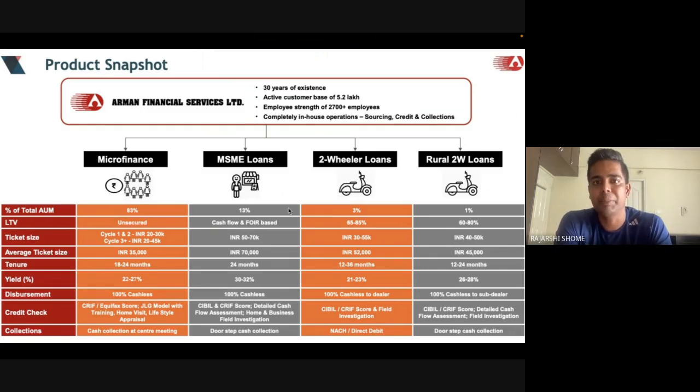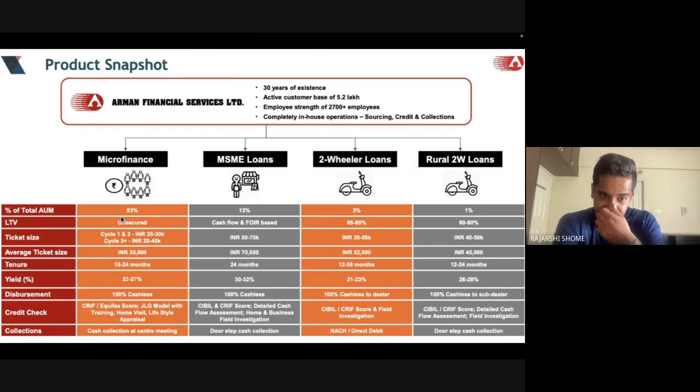Second, they also give MSME loans to the same category of people. Say, for example, you're in a village and you want to open a kirana store and sell groceries. Or let's say you want to buy a cattle so that you can collect milk and make money by selling milk. Arman gives you MSME loans for you to buy the cattle. They also have a two-wheeler division, which is 3-4% of their total book. But a majority of the money comes from giving loans to the microfinance people.